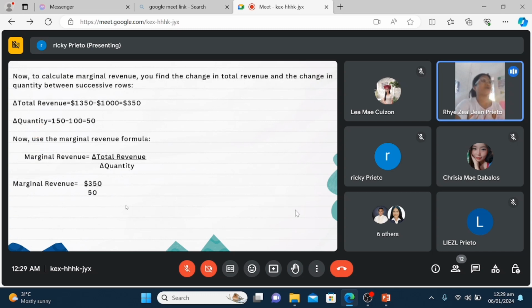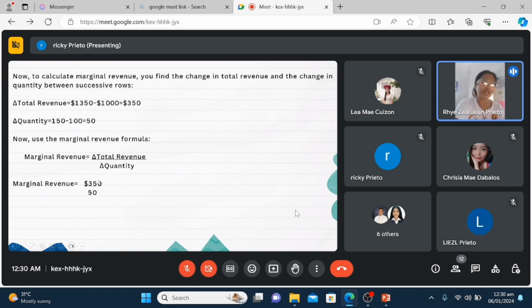Alright, so now to calculate marginal revenue, you find the change in total revenue and change in quantity between the successive rows. So again, total revenue, no? So from 10, 9, 8. So the change is based here, this is what you base on in getting the marginal revenue. Now to calculate the marginal revenue, use the marginal revenue formula.